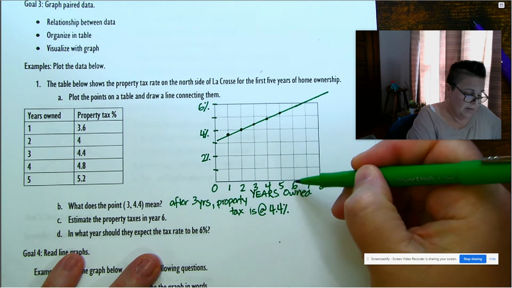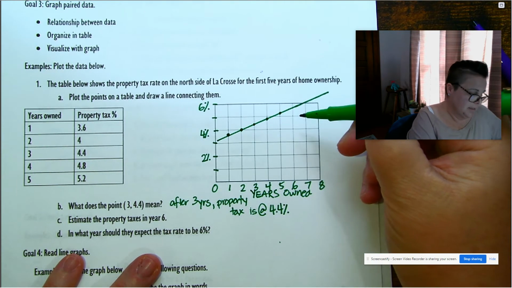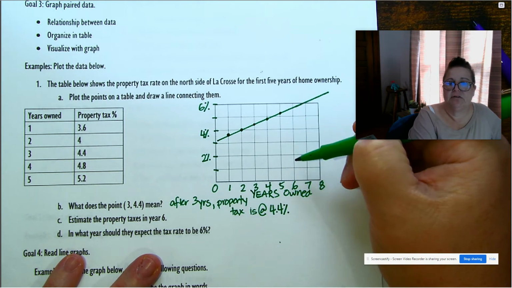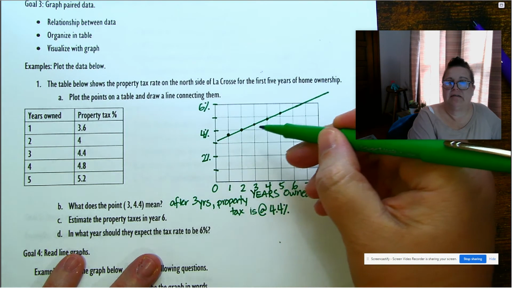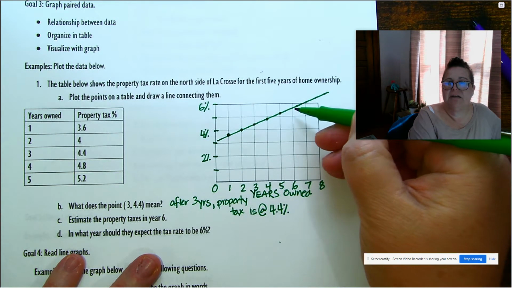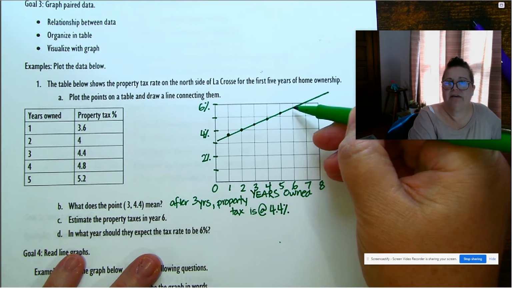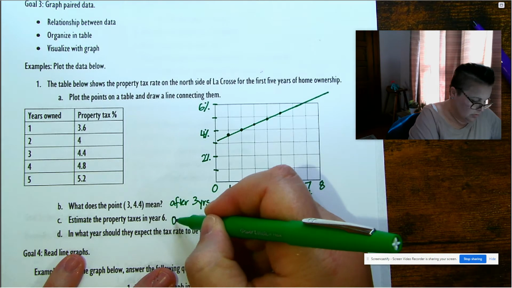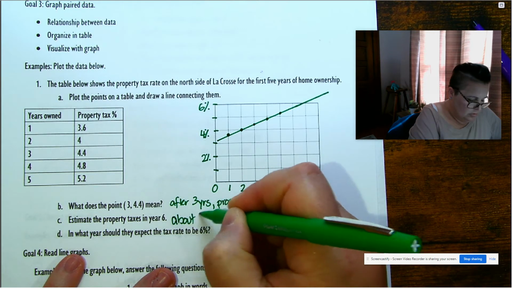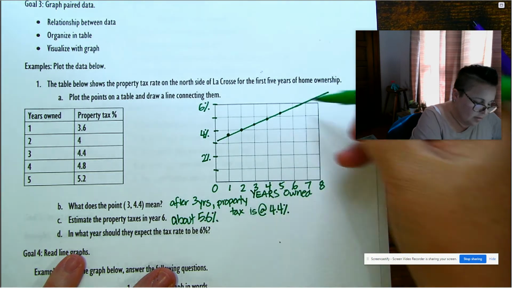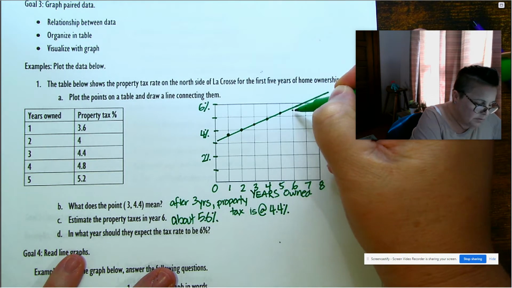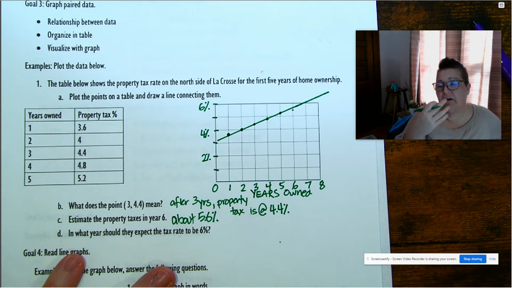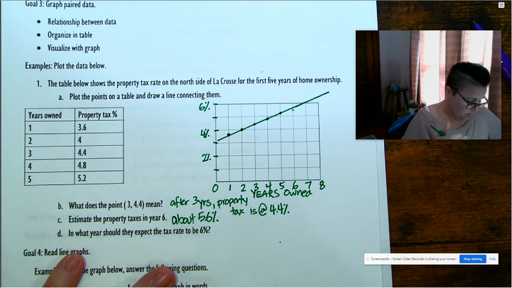So we're just estimating, because I don't know that exact point, and I can't necessarily predict for certain what the property tax will be in 6 years. But if we look at the previous years, we'll see that in year 6, it's above 5.5. So I'm going to say about 5.6%, because it looks like it's just above 5.5%, but not quite all the way to 6%. So I'm going to say 5.6. 5.7 would be okay. All of those would kind of work.